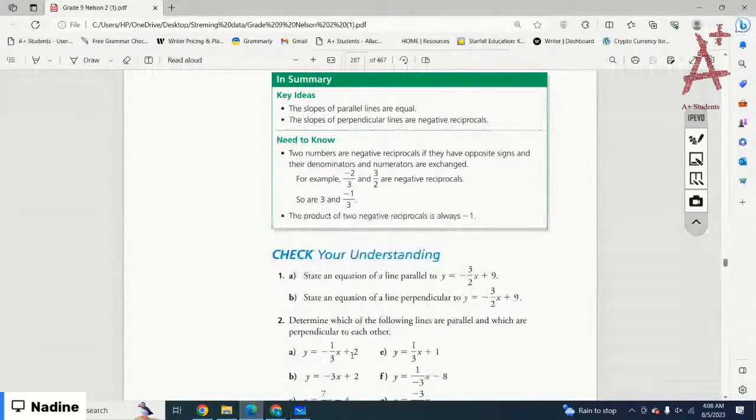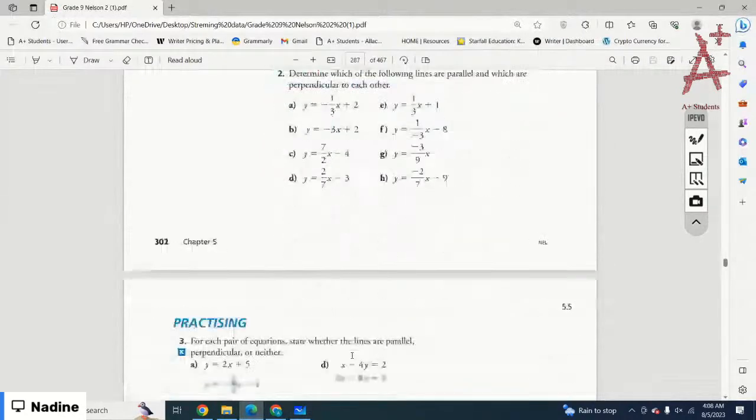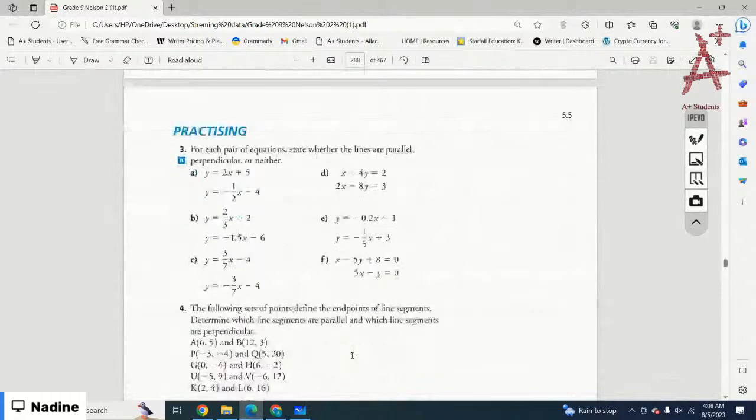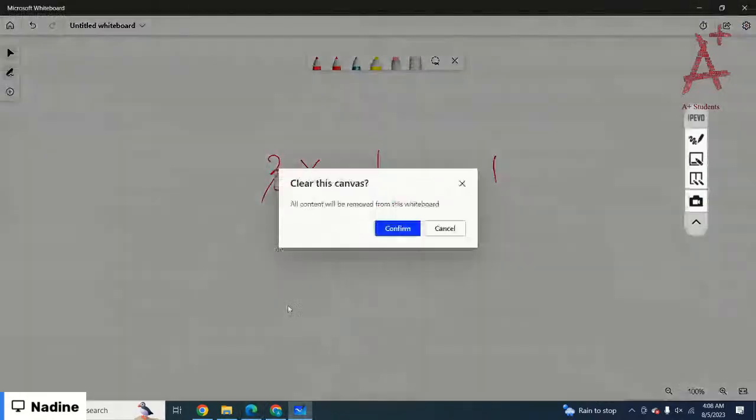Okay, let's start with the practice questions. Question number 3. For each pair of equations, state whether the lines are parallel, perpendicular, or neither, right? Let's start with the A part: y equals 2x plus 5, and the other one is y equals negative 1 over 2x plus 4. Let me just write them down on the board.